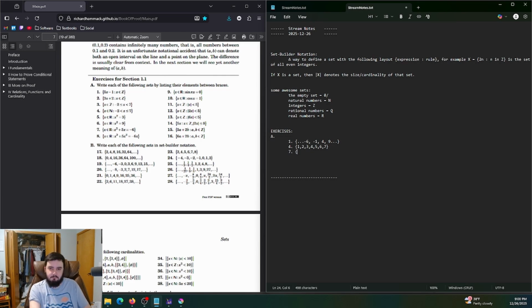Okay, let's do 7. I'm just kind of doing a few of these. x is in R such that x squared plus 5x is equal to -6. Right, all of the real numbers such that x squared plus 5x is equal to -6. Hmm. Interesting, interesting.